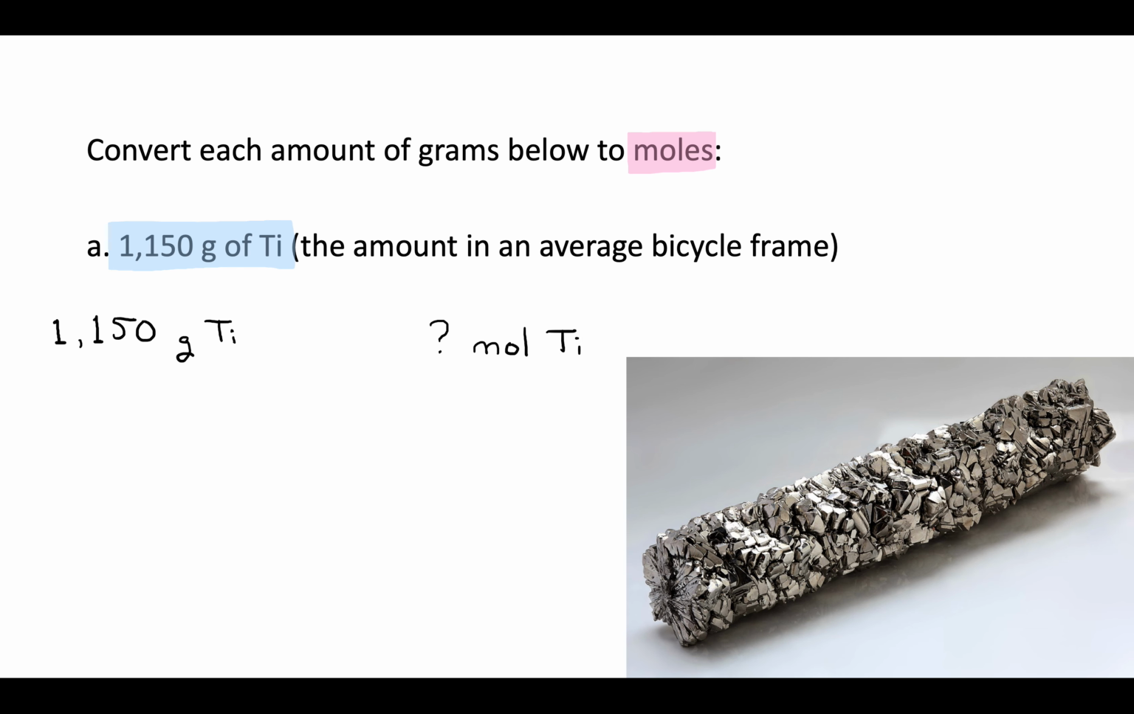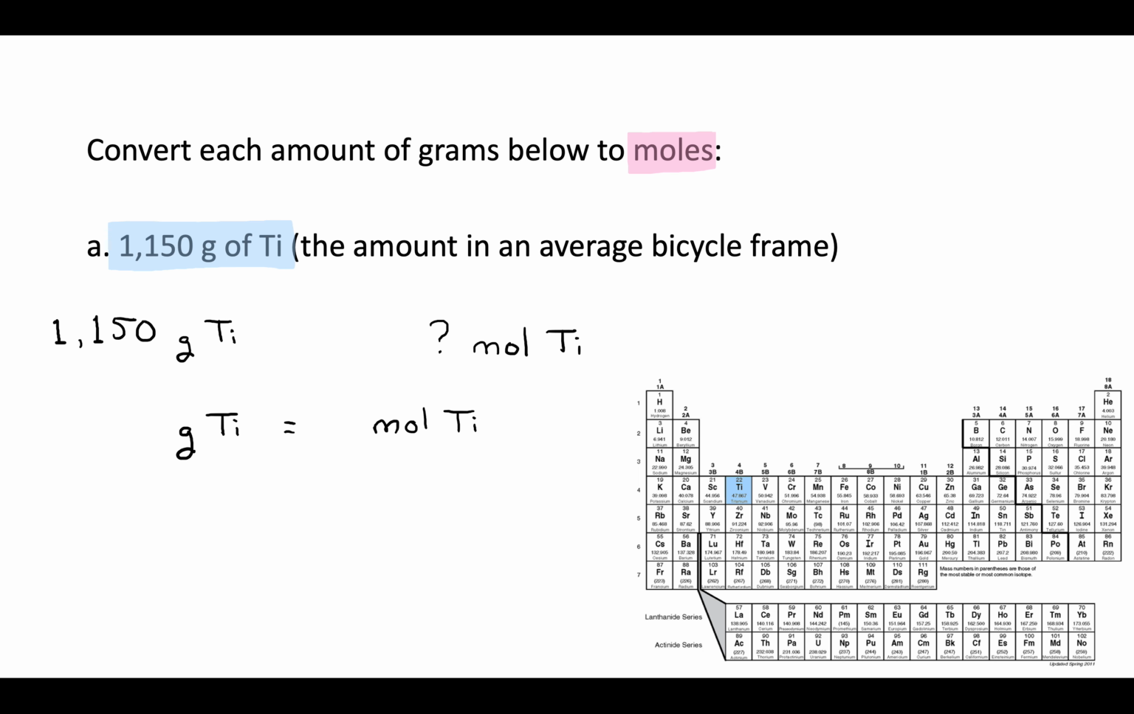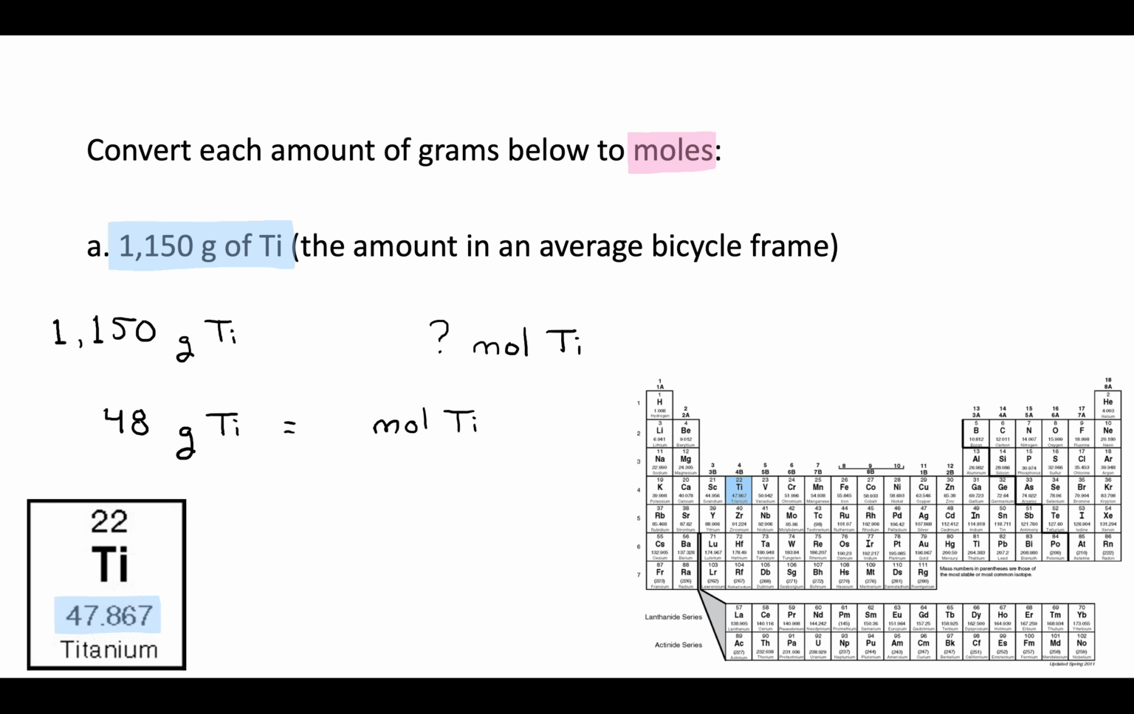Okay. In order to do this conversion, we need a conversion factor that relates those two units. How do grams of titanium relate to moles of titanium? And we can get that number, that relationship from the periodic table. If you go to the periodic table, you look at the box that has titanium, you can see that below the symbol there, below the Ti, you have 47.867. That's the number of grams in 1 mole of titanium. So 1 mole of titanium equals around 48 grams.